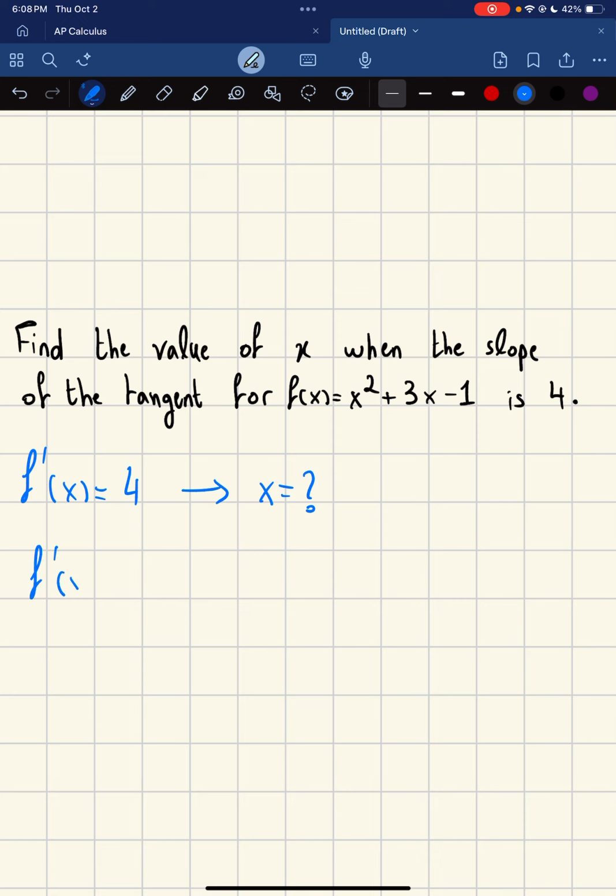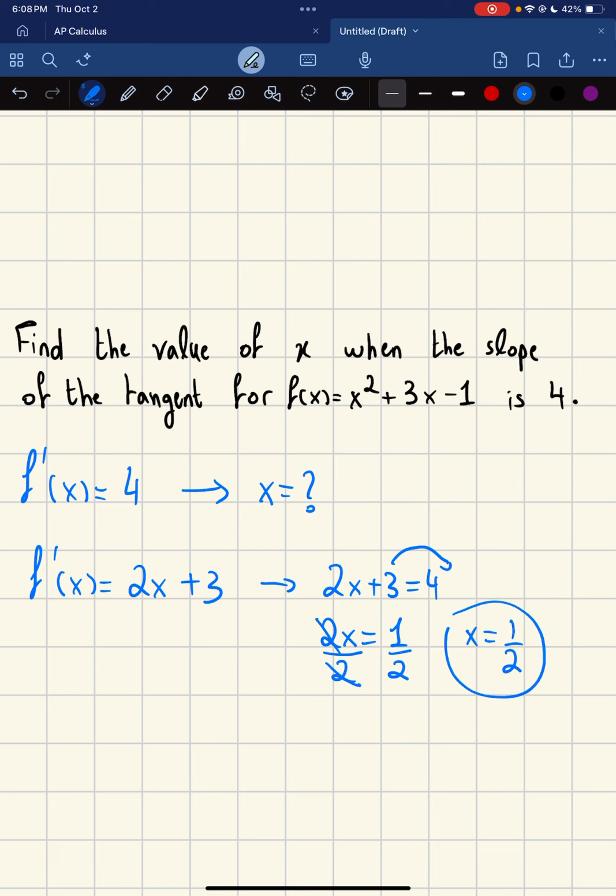So f prime of x, according to power rule, will be 2x plus 3, and minus 1 is going to be 0 because it's a constant. And this is supposed to be set as equal to 4. So now I just need to solve for x. So 2x is going to be 4 minus 3, which is going to be 1, divided by 2, x equals half.